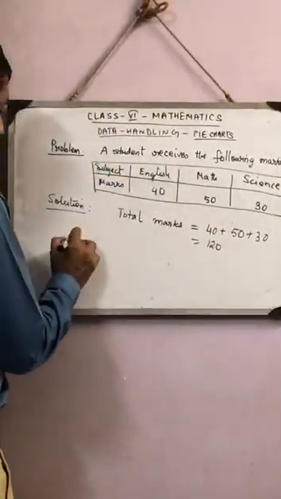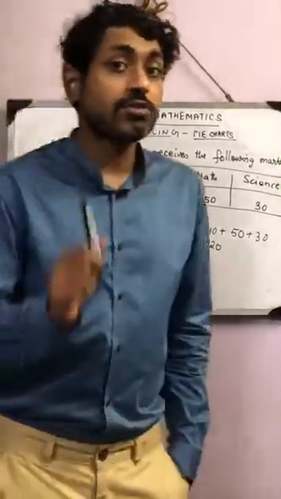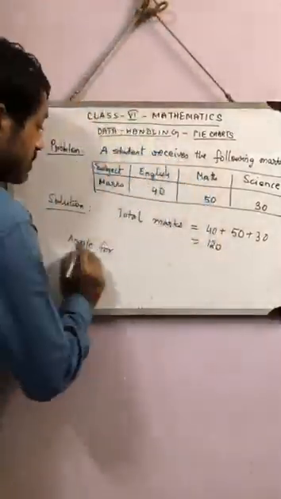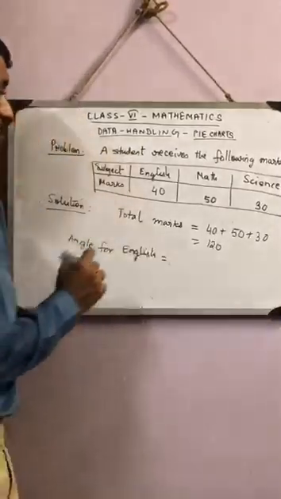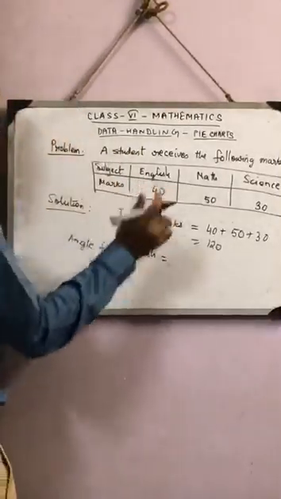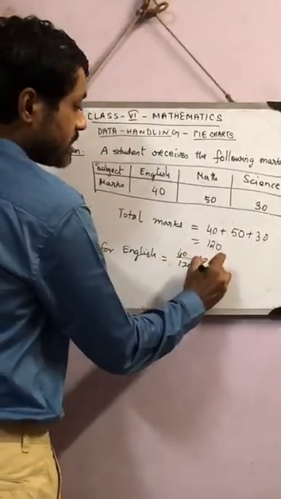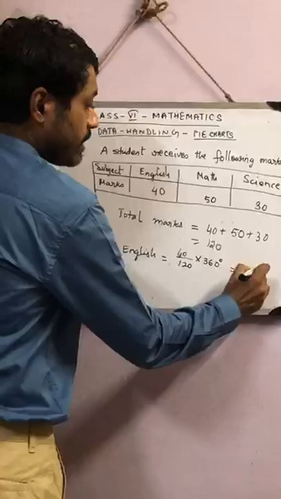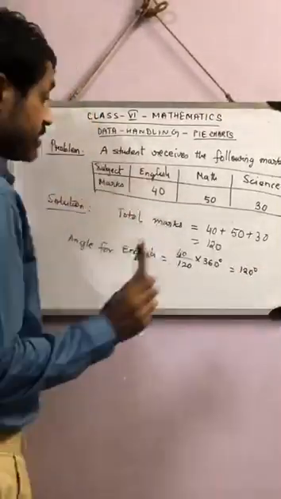Now, angle. Now what do we have to do? We have to find out the individual sectorial angles. So angle for English equal to, what is the marks obtained in English? The value for English is 40. What is the total value? 120. And we just multiply it with 360. We get 120 degree. Now do not forget to write the degrees for the angles, mind you.